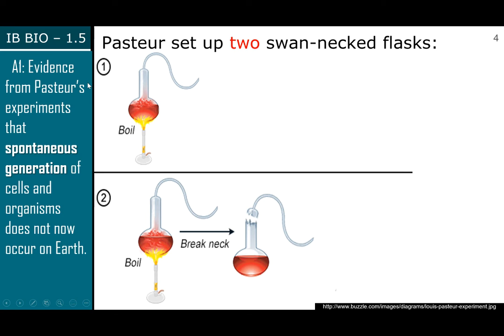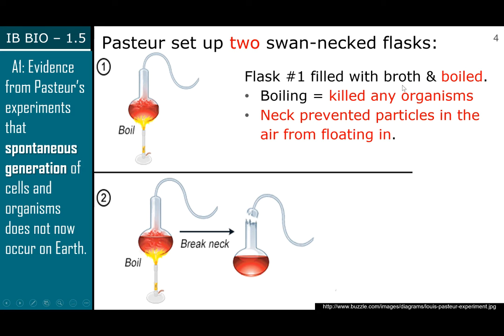So Pasteur set up 2 swan-necked flasks. A swan-necked flask is a glass flask, and it's got a long glass tube up on top. Okay? So in the first one, he filled it with broth, and he boiled it.